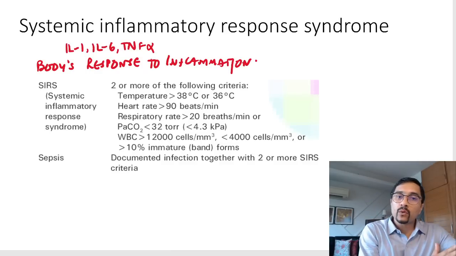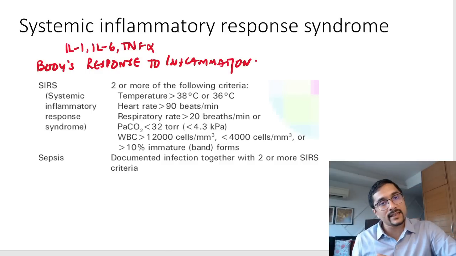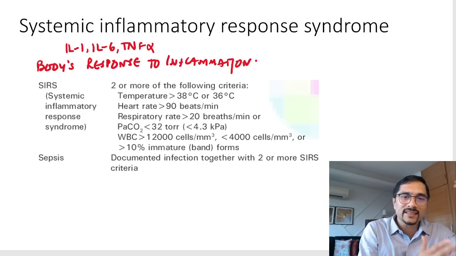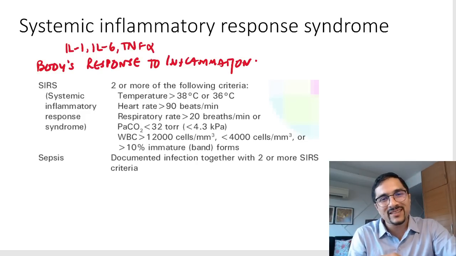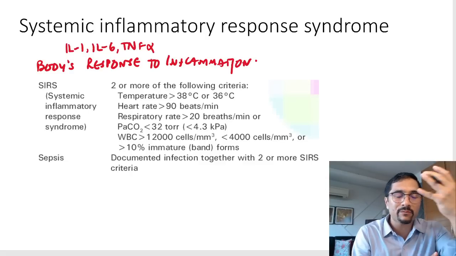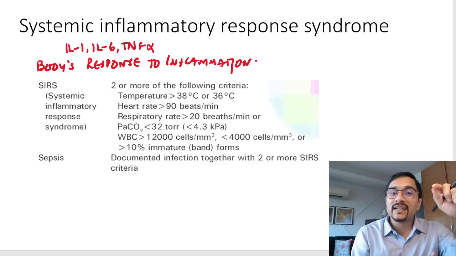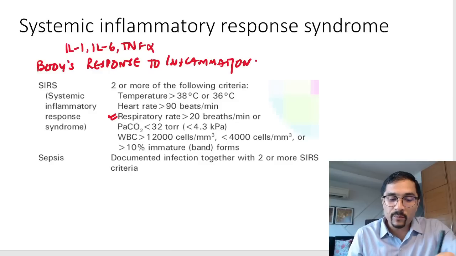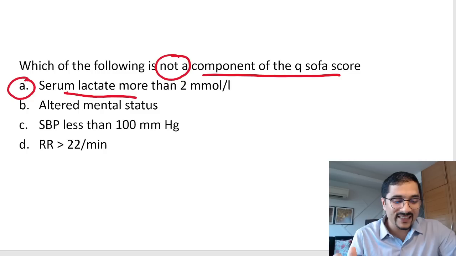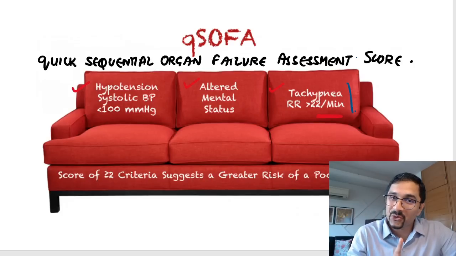Temperature more than 38 or less than 36, WBC count of less than 4,000 or more than 12,000, or more than 10% band forms, respiratory rate of more than 20. So please remember this, in SIRS it is more than 20, whereas in Q-SOFA it was more than 22.